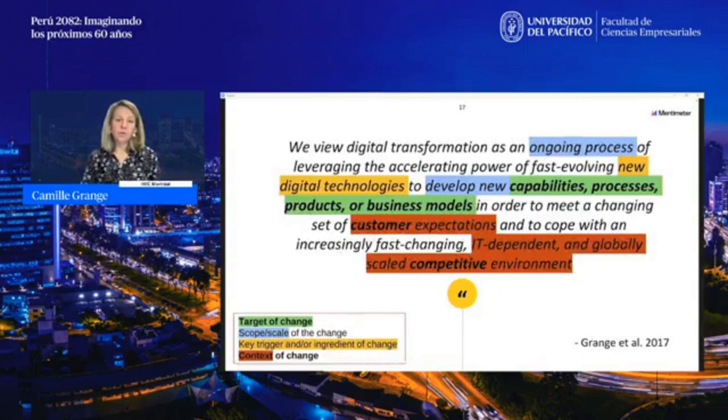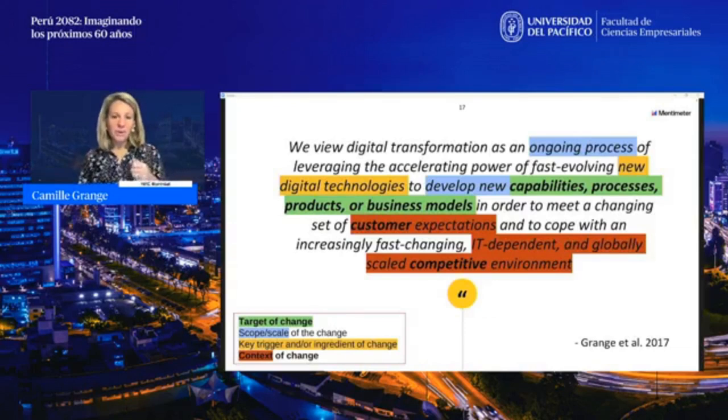And the last one I would like to share with you is one we proposed together with my colleagues in 2017. We defined digital transformation as an ongoing process of leveraging the accelerating power of fast evolving products, processes, capabilities, and business models, in order to meet the changing set of customer expectations and to cope with an increasingly fast changing, IT-dependent and globally scaled competitive environment. Okay, not very concise. We admit, I guess no definition is perfect.